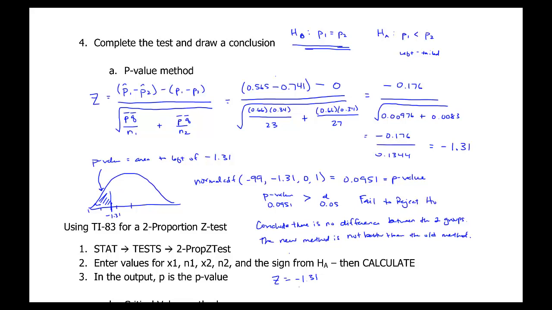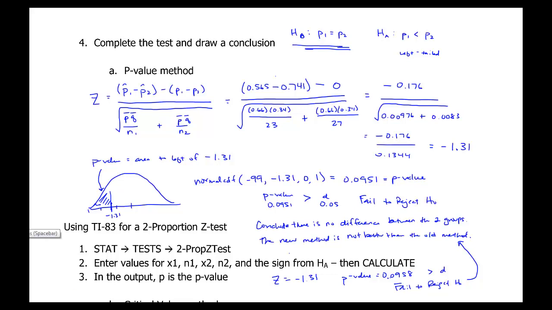Okay, so the calculator z and our z ended up being exactly the same. Okay. And p-value 0.0958. A little bit different from what we got before, but basically the same number. Again, that's greater than alpha. Fail to reject the null hypothesis. Conclusion is the same. I am not going to keep writing that.